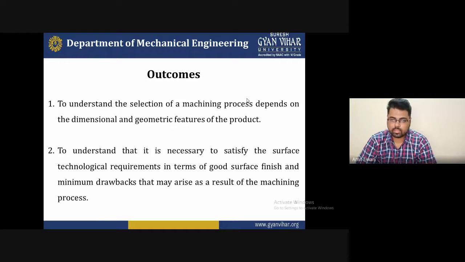The outcomes at the end of this lecture: you will be able to understand the selection of a machining process depending on the dimension and the geometric features of the product. Second is to understand what is necessary to satisfy the surface technological requirements in terms of good surface finish and minimum drawbacks that may arise as a result of the machining process.